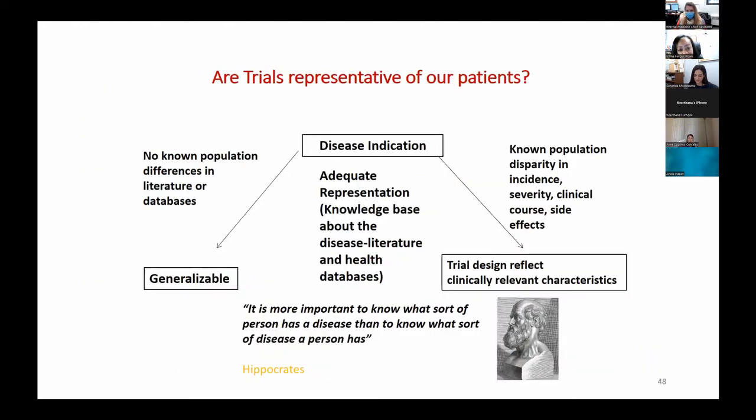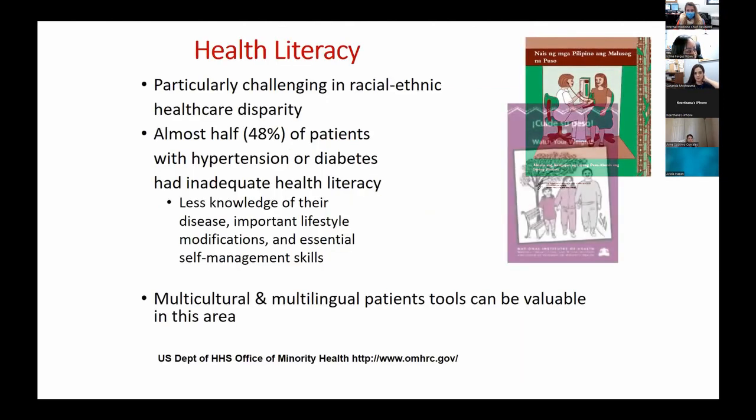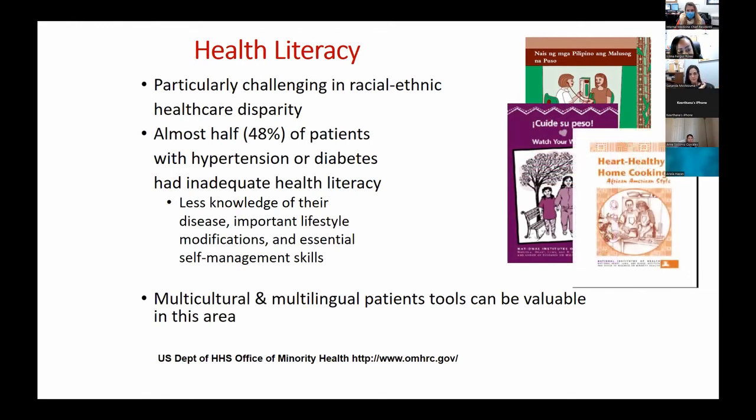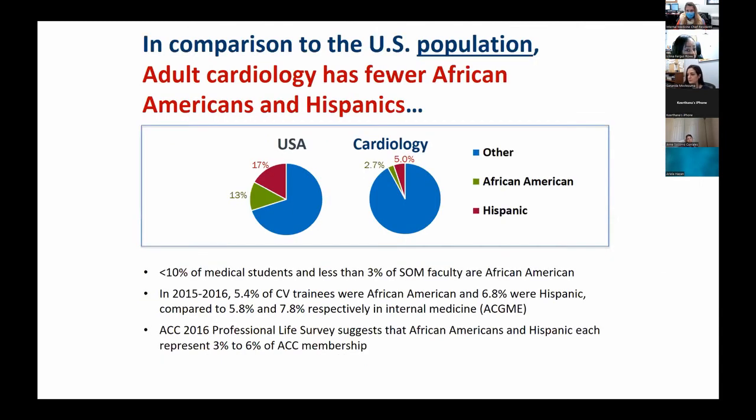I don't have time to talk about clinical trials, but they need to be representative of all patients so that we know that the treatment that we're giving to our patients is truly reflective of who they are. Health literacy, of course, is a big issue. Almost half of patients with hypertension or diabetes had inadequate health literacy and really did not know the extent of the disease and how they can make an impact with lifestyle and management skills. So be sure to ensure that you're providing adequate enrollment.